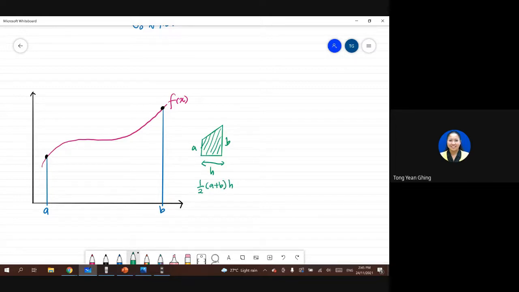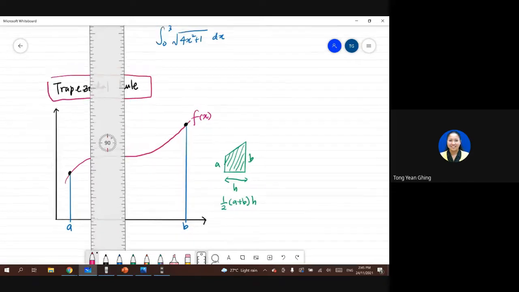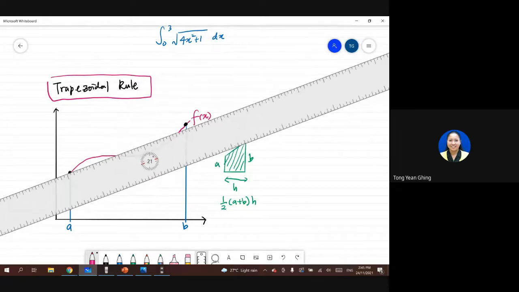So let me put the title first, I forgot the title. This is the trapezoidal rule. Okay, and then I can actually just draw like this. Draw, okay.